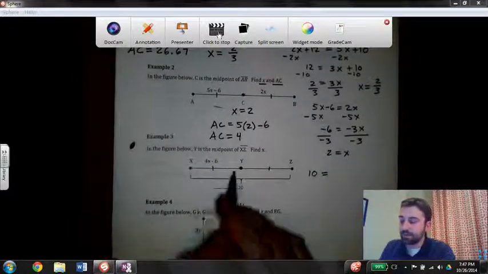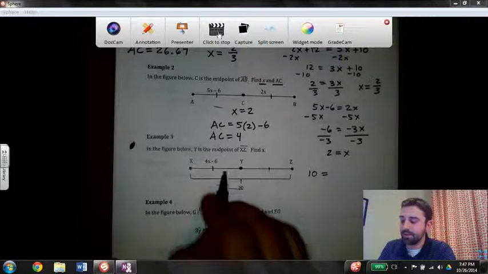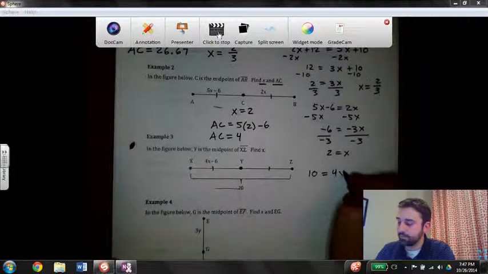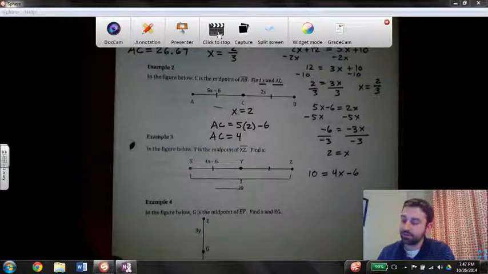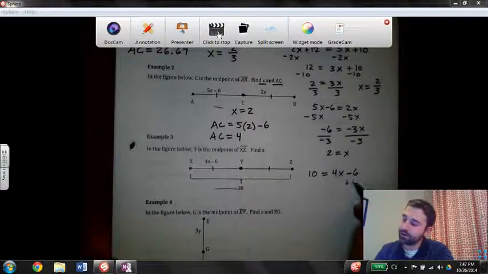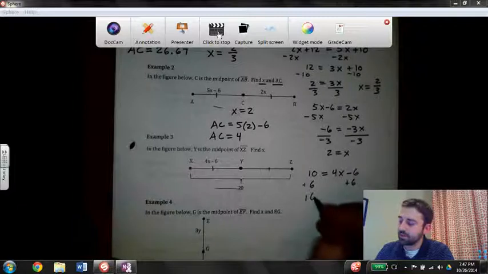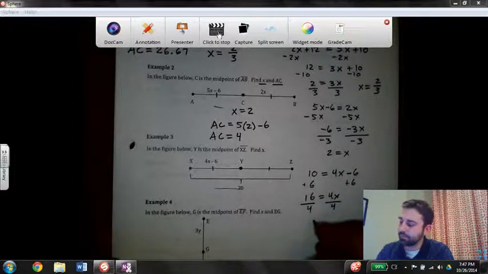And so I can set half of this segment equal to 10, and then set it equal to the expression they give us to solve for x. So then I would solve by adding 6 on both sides, and then dividing by 4, which would leave me with x equals 4.